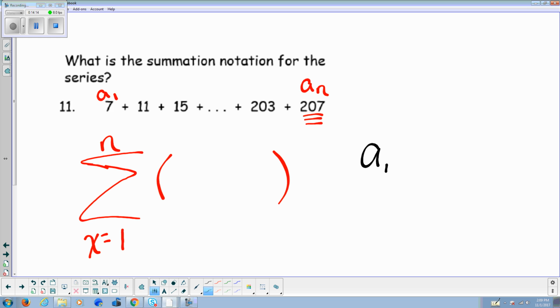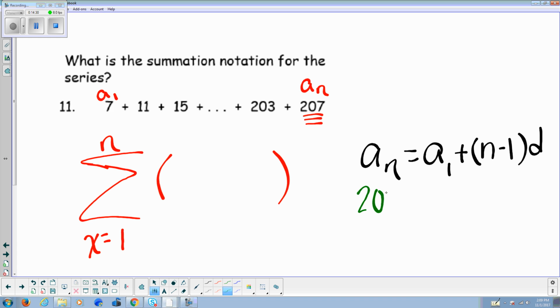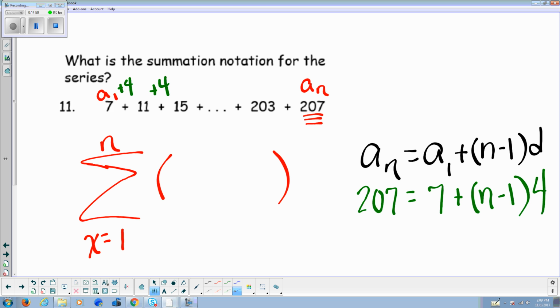We're going to start with an equals a1 plus n minus 1 times d, the formula from arithmetic sequences that we should be very familiar with. We're going to substitute the values that we already know. 207 is an, so substitute 207 here. a1 is our first term, that is 7. We do not know n, that's what we are trying to find. And our common difference is, what am I adding to get from 7 to 11? That's adding 4. 11 to 15, adding 4. So our common difference is 4.